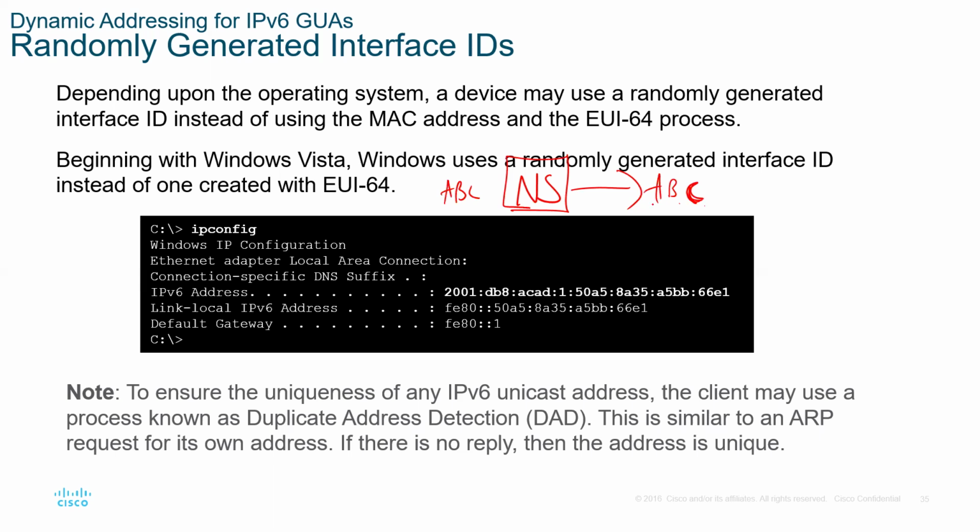Meaning, if I want a response, then there is an ARP being used somewhere. Basically, that's how duplicate address detection works. You send a message asking what the IPv6 address is, the one you want to assign to a device. If you get a response, it's not unique. If you don't, then that shows the address is unique. And this is similar to an ARP request for its own address. It makes sense. If there is no reply, then the address is unique. I think we'll go through that.